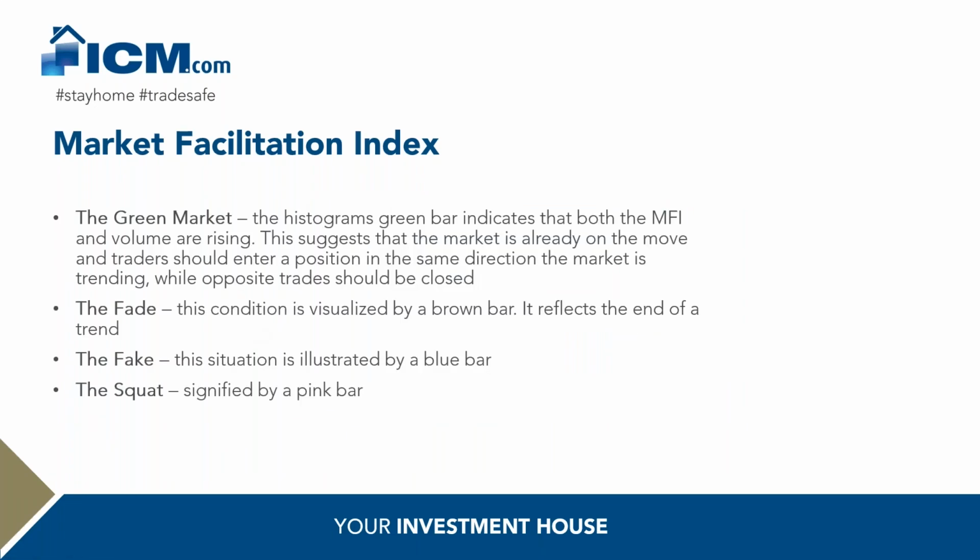So if you say green, it's one of the histogram green bars, which indicates, as I said, that there's a comparison between the MFI index and the volume, right? Since this green color indicates that the MFI and the volume are rising, that means the market is moving in one direction. That means the trend is already created in the market. So this suggests that the market is already on the move, and the trader should enter the position in the same direction of the market.